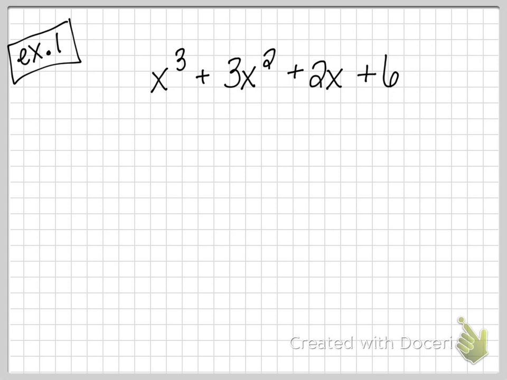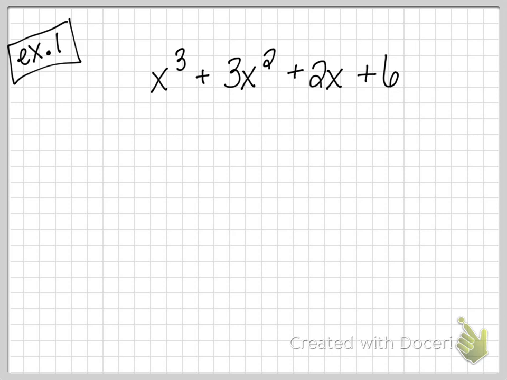Here's our example. x cubed plus 3x squared plus 2x plus 6. Now, this is a polynomial. It's more than three terms. And there is no GCF. So this would be a case where we factor by grouping. But I thought you have to have a GCF. You don't have to. If you do, you have to factor it out first. But there isn't always one. But there will be a GCF in a moment.